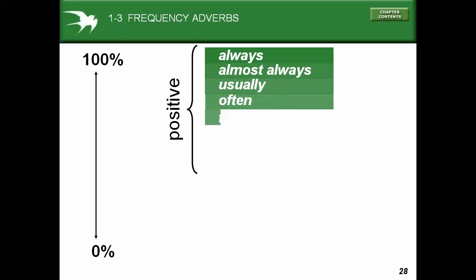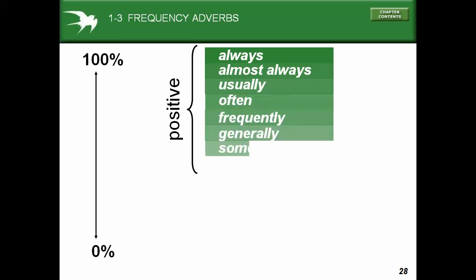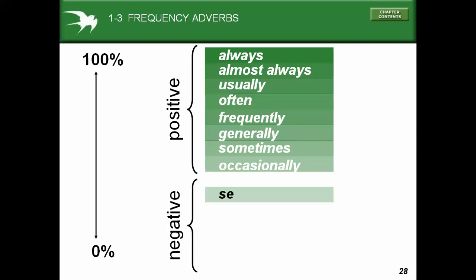These are frequency adverbs, adverbs used with the present simple tense: always, almost always, usually, often, frequently, generally, sometimes, occasionally. These are positive. This means we do the action many times or sometimes. If you say negative, we do not do the action.